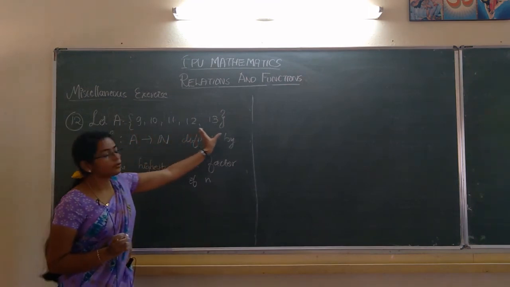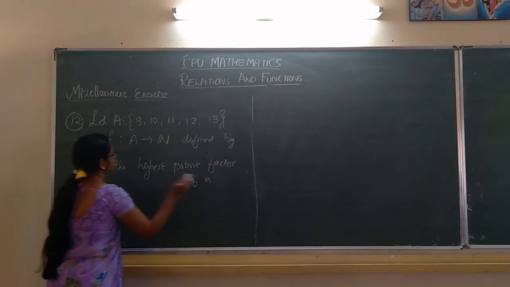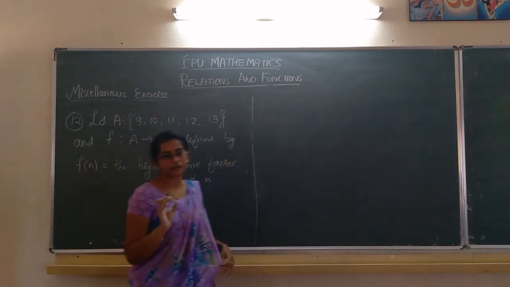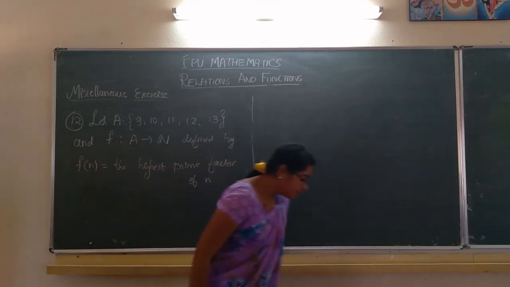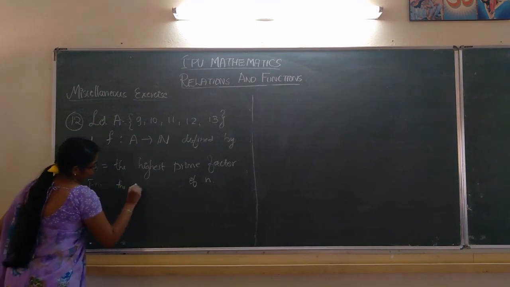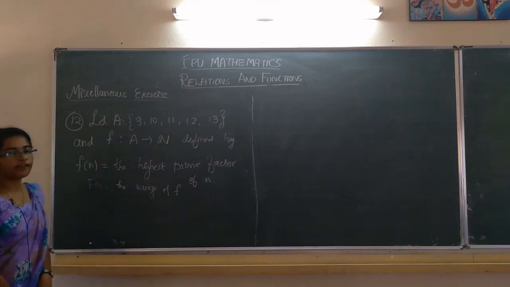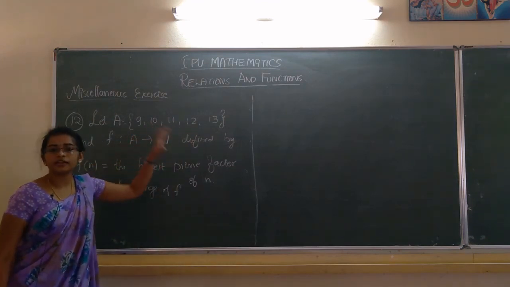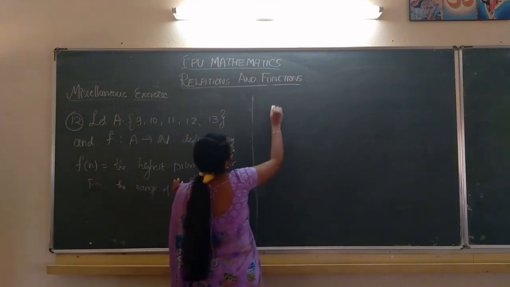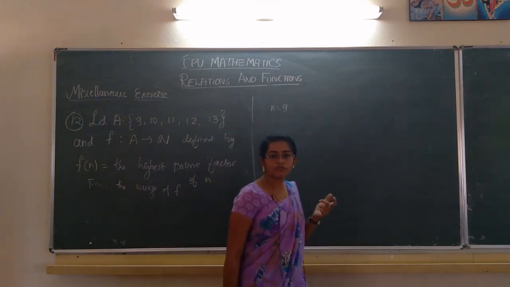We have 9, 10, 11, 12, 13 as the elements. And how is the function defined? The function is defined to be the highest prime factor. F of N is equal to the highest prime factor of N. We need to find the range of F. Now look at this. If I take N equal to 9, what is the highest prime factor of 9?